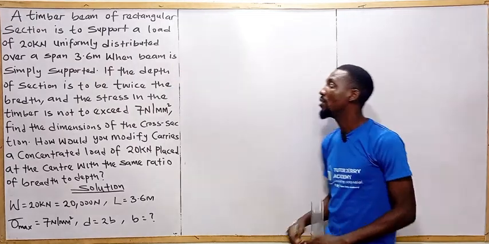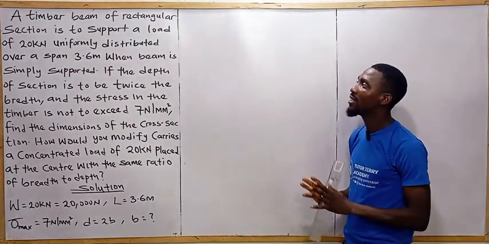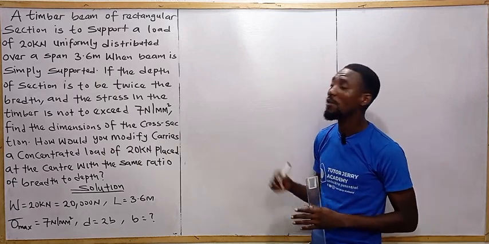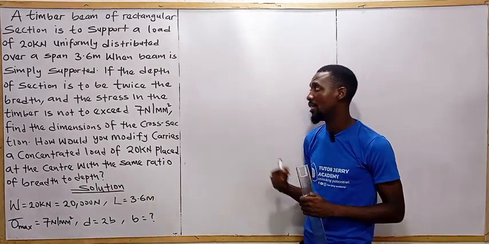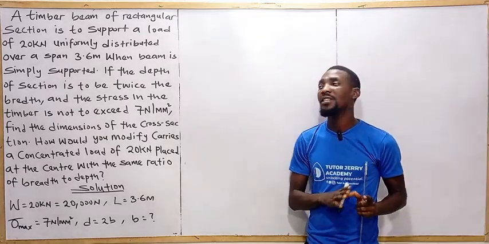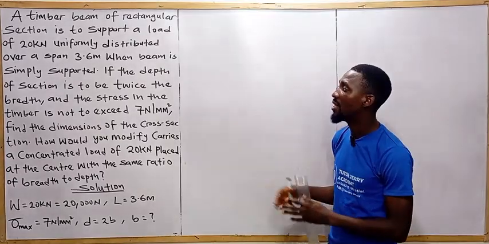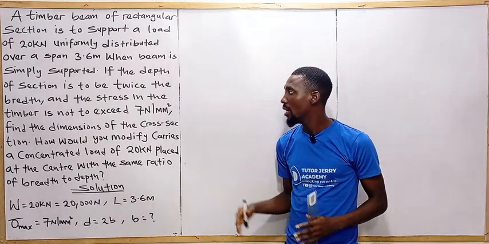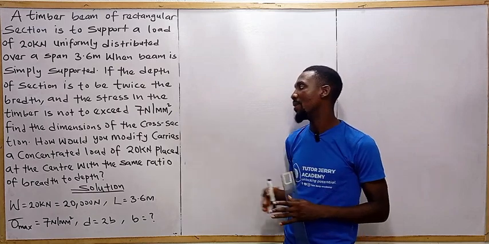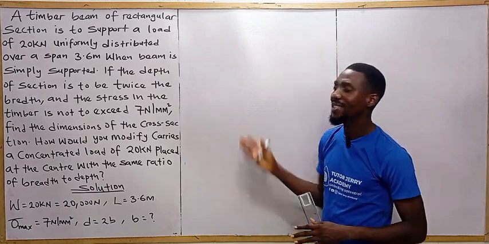Solve the question above. The question says a timber beam of rectangular section supports a load of 20 kN uniformly distributed over a span of 3.6 meters when the beam is simply supported. If the depth of the section is to be twice the breadth and the stress in the timber is not to exceed 7 Newton per mm squared, we want to find the dimensions.